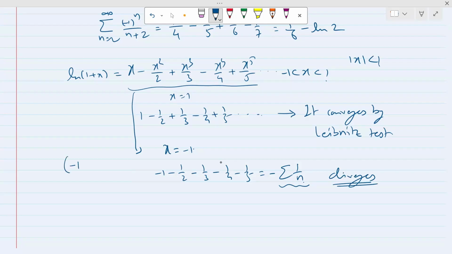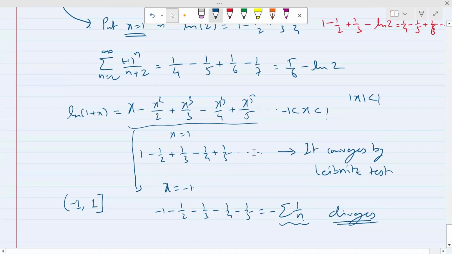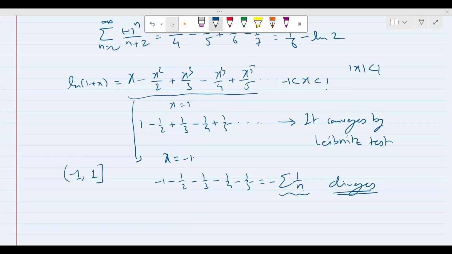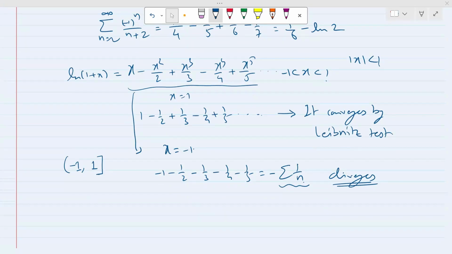The interval is open at minus 1 and closed at 1. Is it okay? So that's why there is no harm in substituting x equal to 1. I hope you all must have followed this now. Yes, very clearly. There is no headache of remembering the series expansion of log x; it is from basics to understandability.